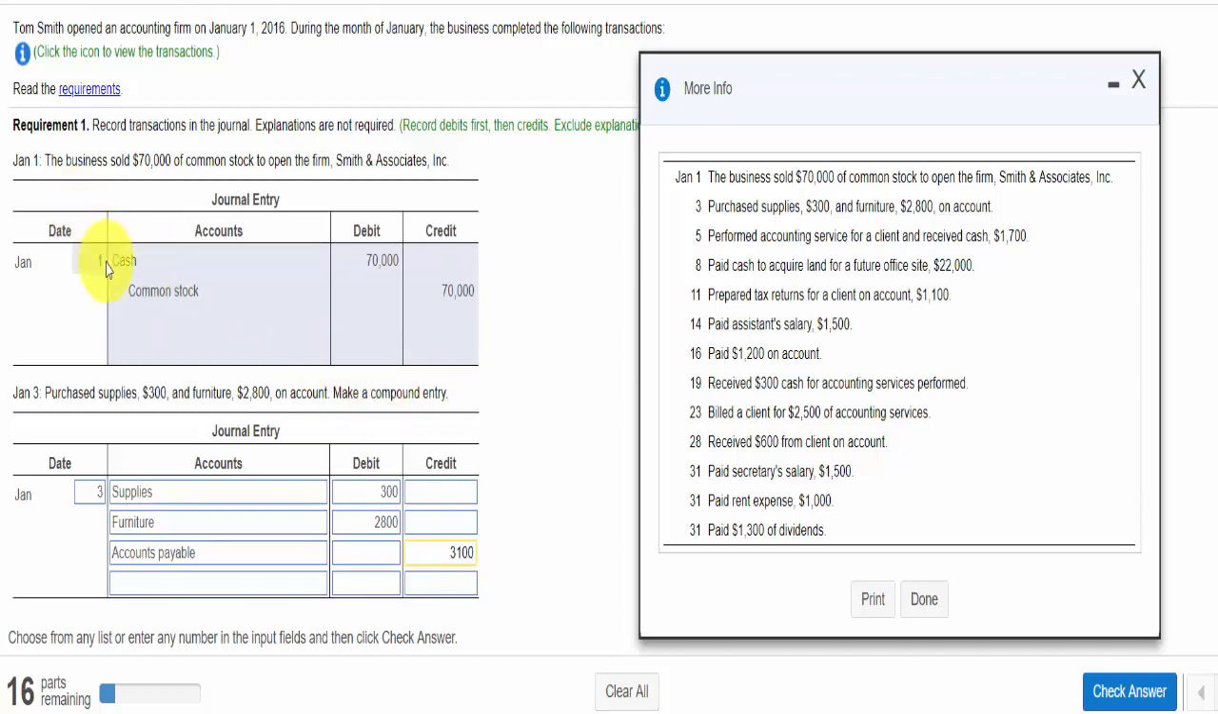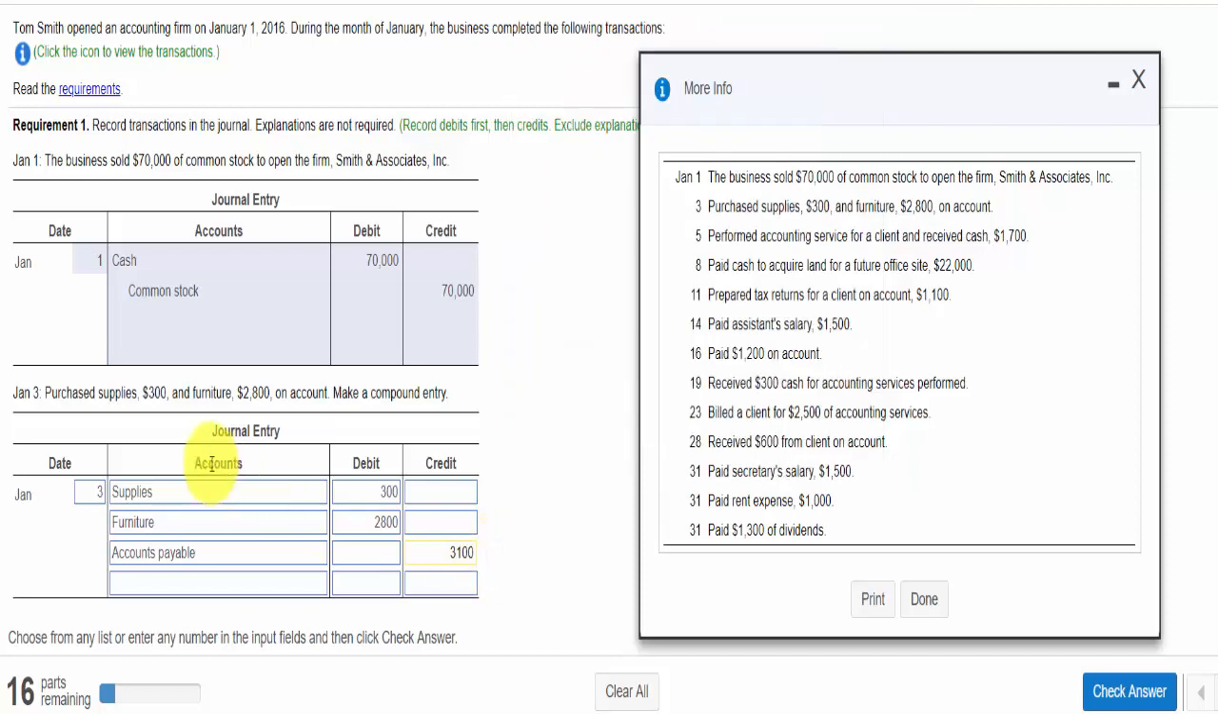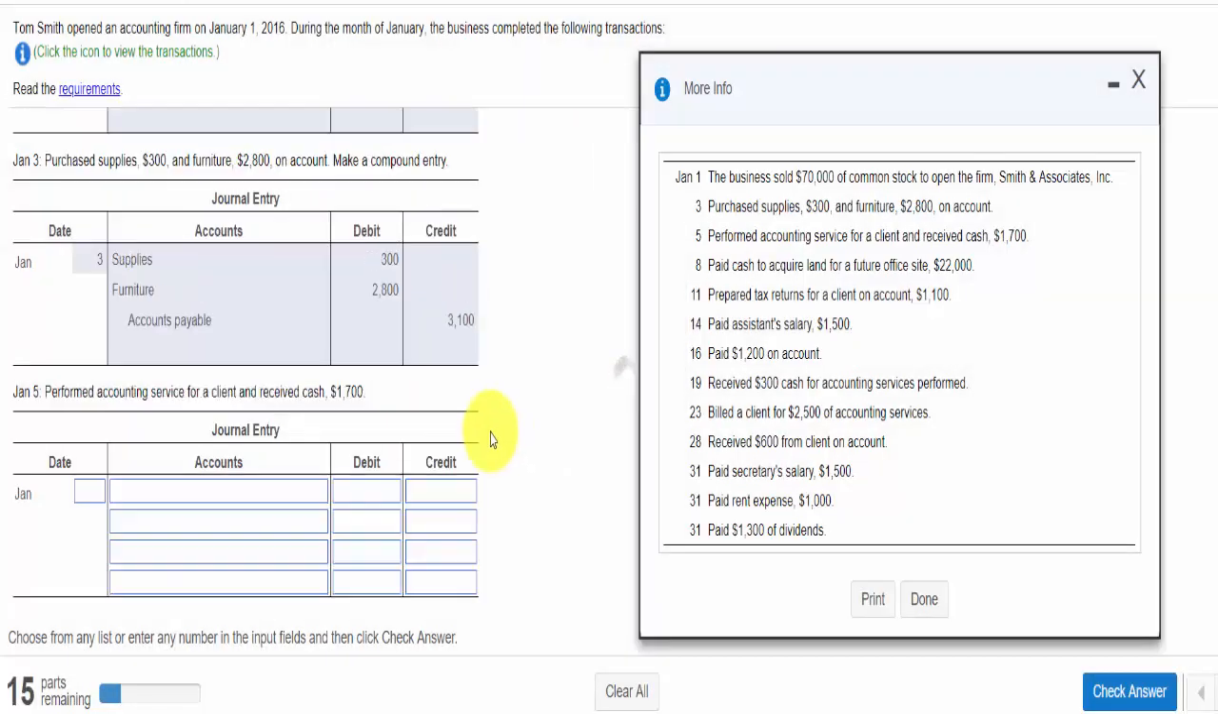If we see our first transaction, here only one account is used on each side: one is cash and second is common stock. But in the second entry, two accounts are being used. First is supplies, second is furniture. We write supplies 300 and furniture 2800. Both are our assets, and increases in assets are debits. Second is accounts payable. Accounts payable is our liability account, and an increase in liability is always credited. We add up these two amounts and put the total in the credit balance. In this way, the entry is completed. Now we will check whether we did it correctly or not. Yes, it is a correct entry.